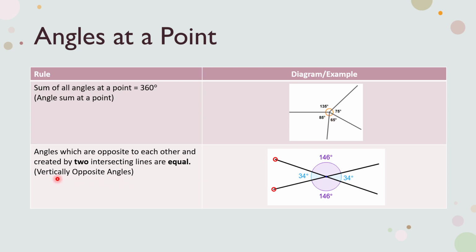The other rule here is vertically opposite angles. So essentially, if you have two straight lines that intersect, they will end up forming that concept of angle sum at a point. They'll always add up to 360 degrees. But one additional rule that you can use is this concept of vertically opposite angles. Opposite pairs of these angles will always be equal.